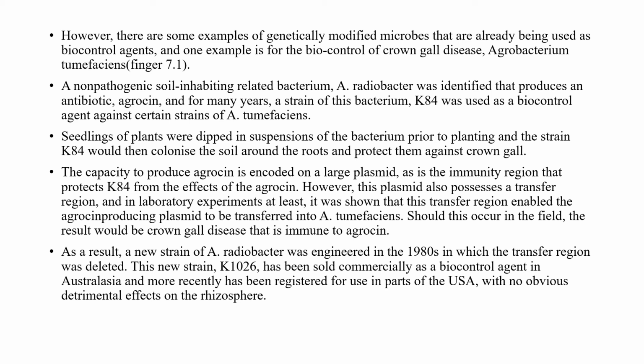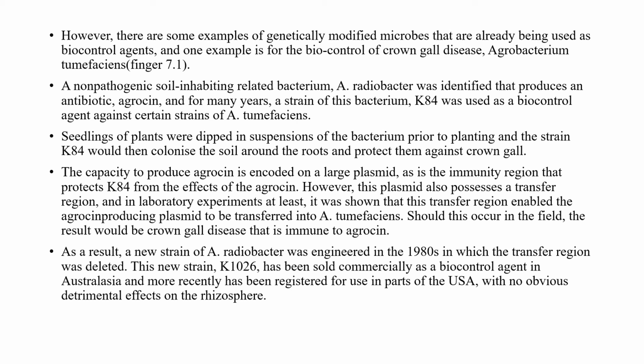The capacity to produce agrocin is encoded on a large plasmid, which also has an immunity region that protects K84 from the effects of agrocin. However, this plasmid also possesses a transfer region. In laboratory experiments, at least, it has been shown that the transfer region is able to allow the plasmid to be transferred into Agrobacterium species, which could occur in the field, resulting in crown gall that is immune to agrocin. As a result, a new strain of radiobacter was engineered in the 1980s in which the transfer region has been deleted.